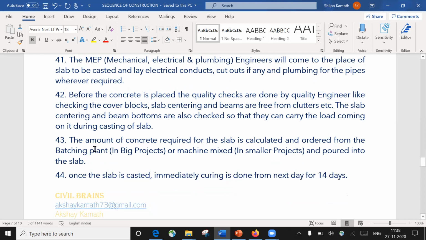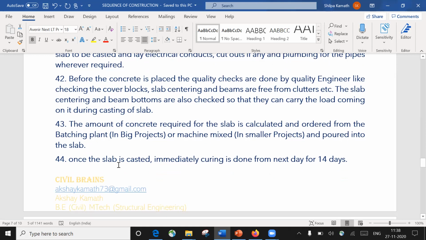Once this is done, the amount of concrete required for the slab is calculated and ordered from the batching plant. If you're working on a big project, we order it from the RMC plant. Or if you're working on a smaller project, a local contractor will bring the concrete mixer, and from there we are going to do the casting of the slab. Once the slab is cast, immediately the curing is done for the next 14 days.